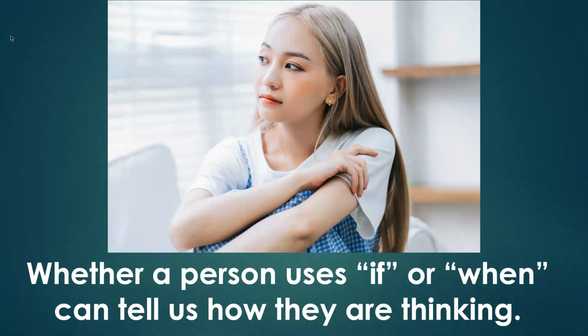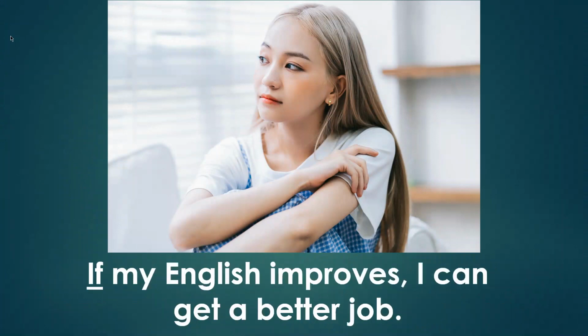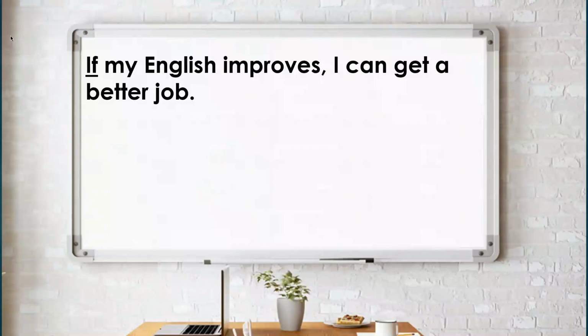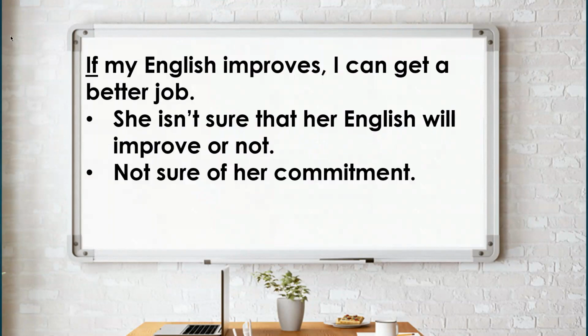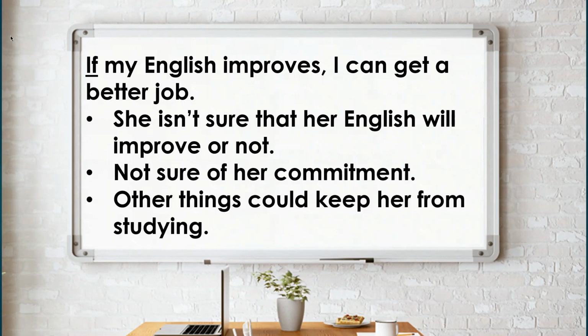Also, whether a person uses if or when can tell us about how they are thinking. For example, if this woman said, if my English improves, I can get a better job. By using if, this suggests she isn't really sure that her English will improve or not. Maybe it will, maybe it won't. She's not sure of her commitment.